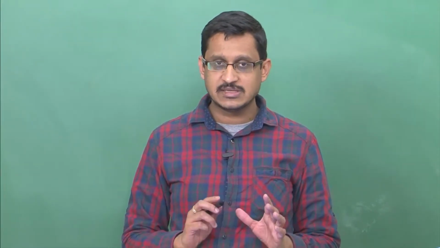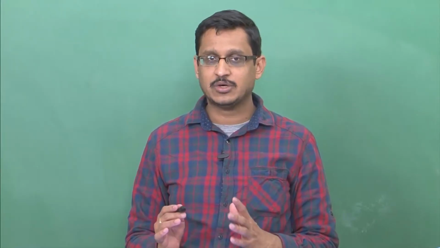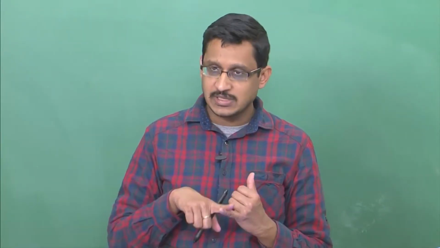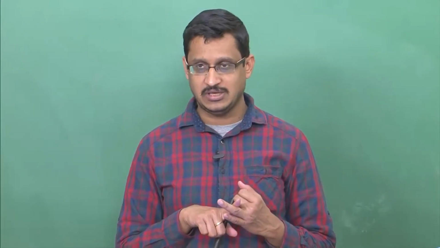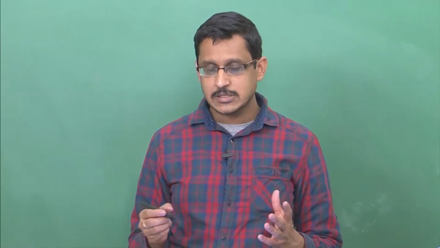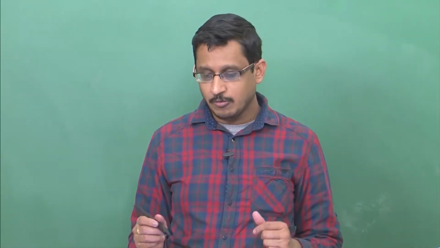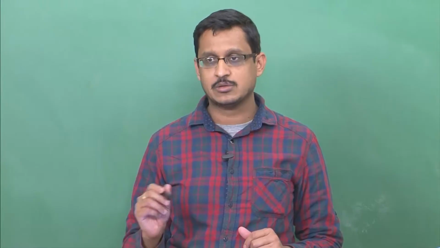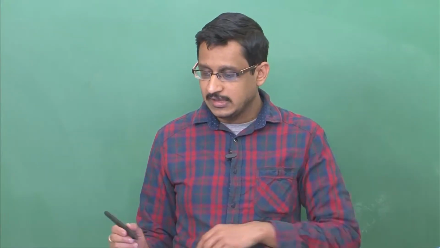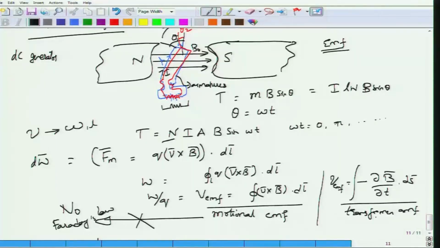However, in most cases it is very difficult to determine, because there will be a component of motional EMF as well as transformer EMF. Okay. And Faraday's law has been extended in such a way that both can be considered as special cases of Faraday's law. In the case where transformer EMF is there, the magnetic flux that is changing is because of the changing magnetic field, right, or the loop is stationary.